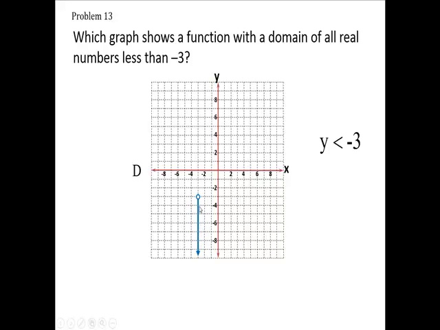So the domain is not less than -3. It equals -3. So of all these things, we're going to pick this one here. This is the one that works. Here, x is less than -3, so the domain is less than -3. This satisfies the conditions up here.